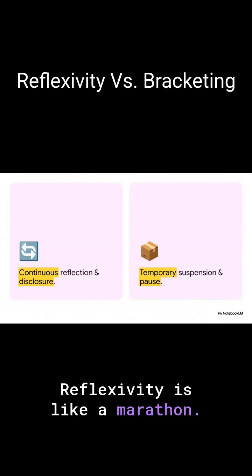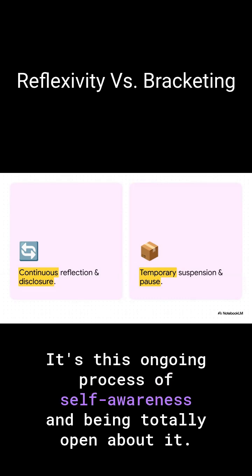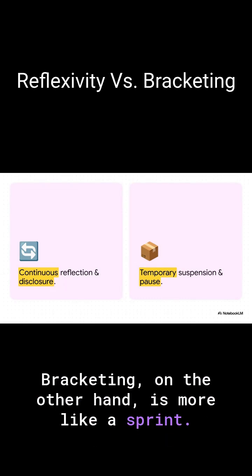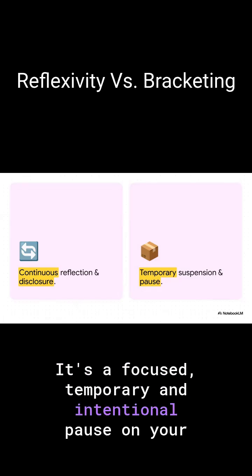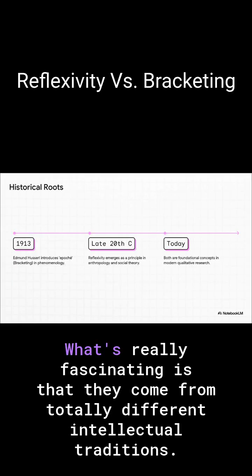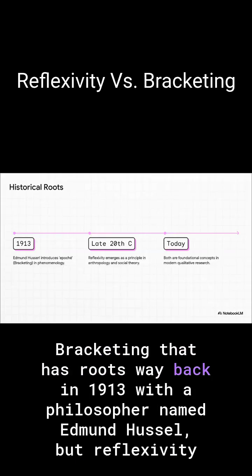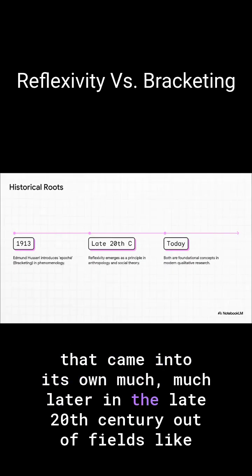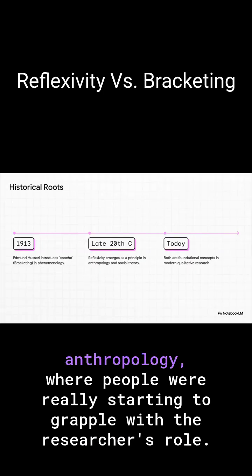So here's the absolute core difference. Reflexivity is like a marathon. It's this ongoing process of self-awareness and being totally open about it. Bracketing, on the other hand, is more like a sprint. It's a focused, temporary, and intentional pause on your own views so you can better hear someone else's. And what's really fascinating is that they come from totally different intellectual traditions. Bracketing has roots way back in 1913 with a philosopher named Edmund Husserl. But reflexivity came into its own much, much later, in the late 20th century, out of fields like anthropology, where people were really starting to grapple with the researcher's role.